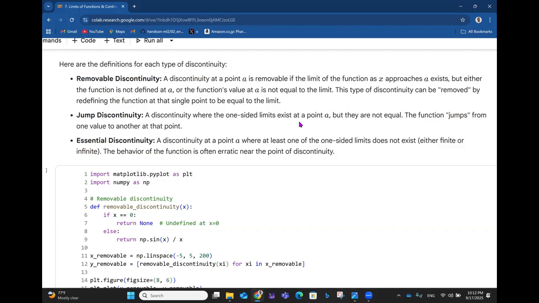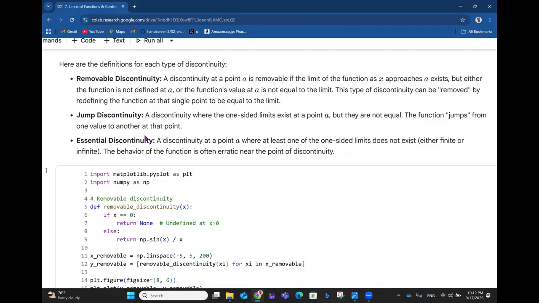Just like the case of sgn of x, right? On the negative side, the numbers approach 0, and on the positive side, numbers also approach 0, but the values are not the same, right? And that is why you have a jump. So it is a discontinuity where the one-sided limits exist at a point a, but they are not equal. The function jumps from one value to another at that point, right?